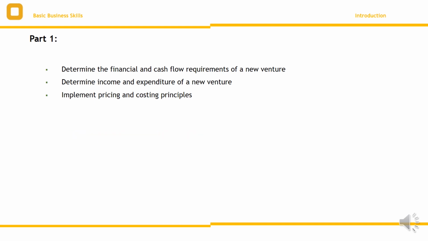Please note that Module 2 is divided into two sections, two parts. There's a Part 1 and there's a Part 2. Part 1 is the current video that you are viewing now. In Part 1, we're going to look at the following topics. We're going to look at determining the financial as well as the cash flow requirements of a new business venture. We'll then look at determining income and expenditure of a new venture. Then we'll look at costing and pricing principles for a business venture. When you reach the end of this video, you will reach the end of Part 1. You'll be directed to Part 2, which will contain the rest of the topics of this module.